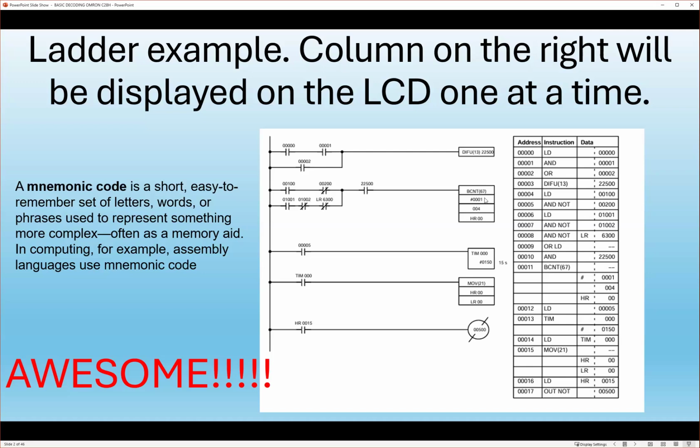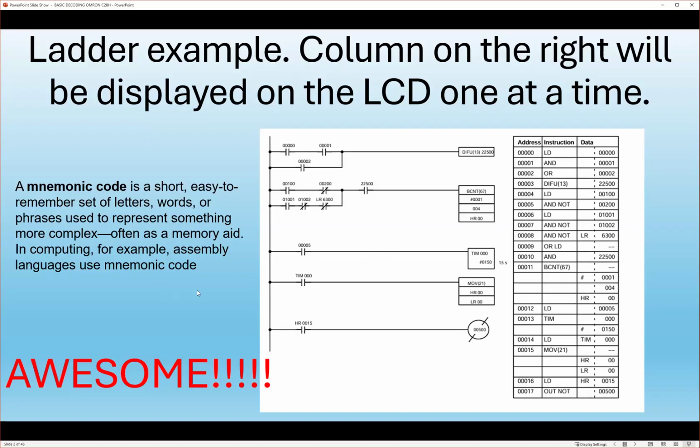Now, this is called mnemonic code. And this is the definition of mnemonic code. It's a short and easy to remember set of letters, words, or phrases used to represent something more complex, often as a memory aid. In computing, for example, assembly languages use mnemonic code.